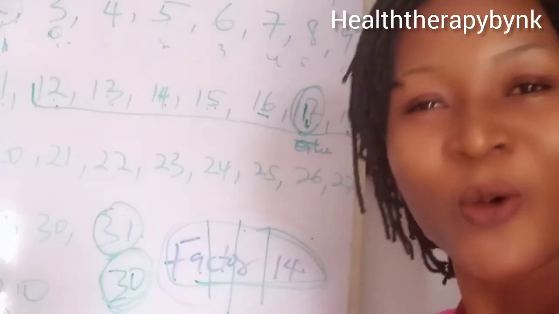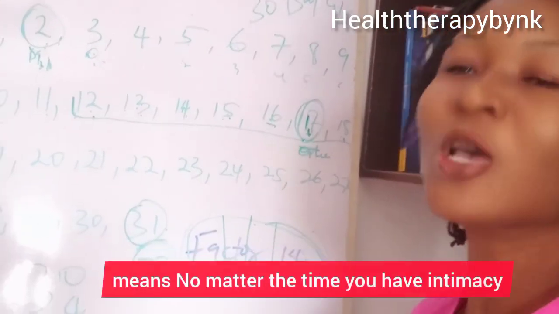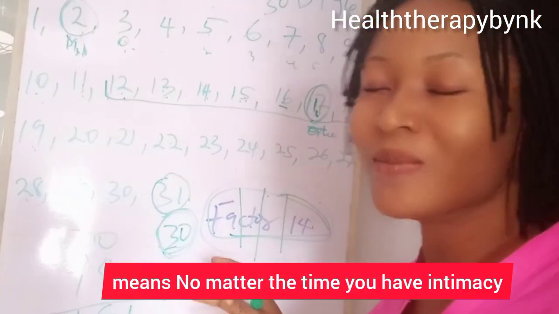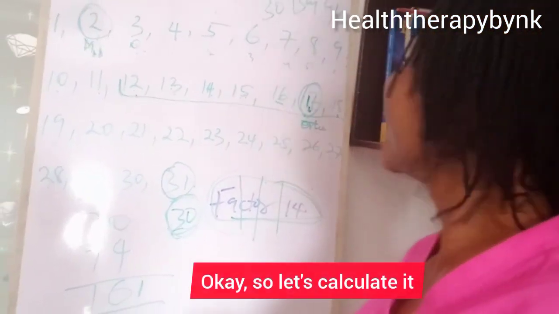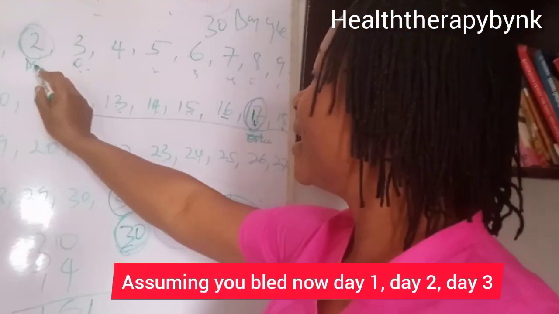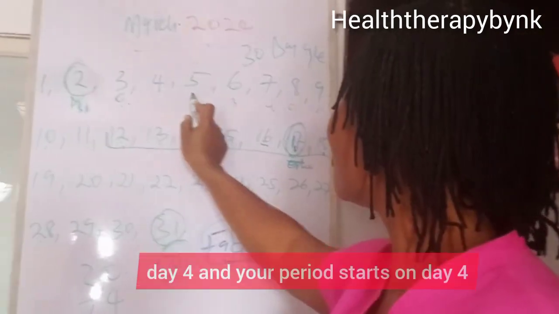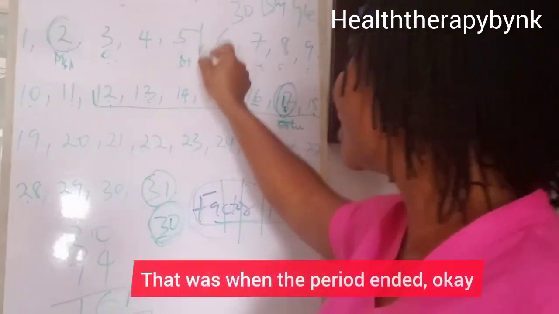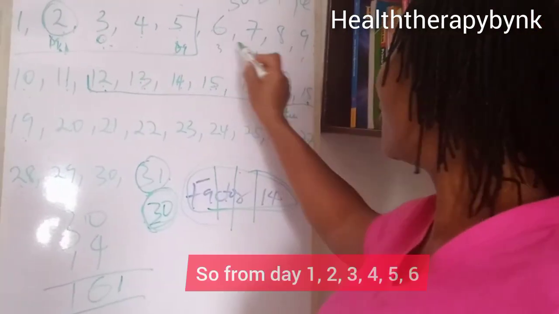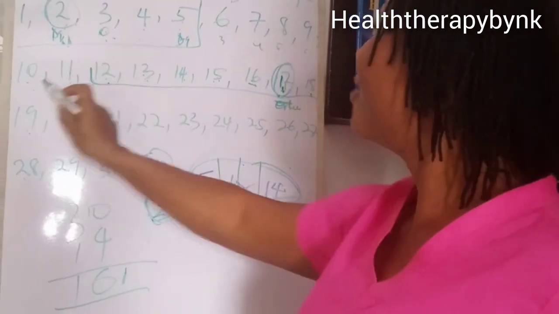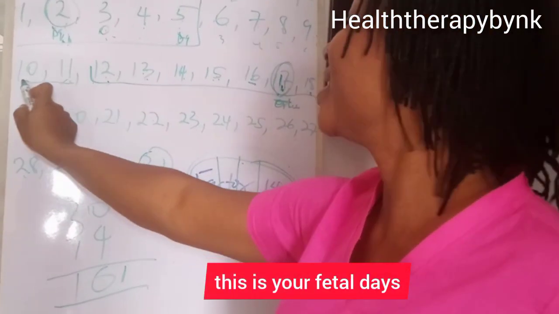All right, so when are your safe days? Your safe days mean no matter the time you have intimacy, you're not going to get pregnant. So let's calculate it. Assuming you bled on day 1, day 2, day 3, day 4, and your period stopped on day 4. That was when the period ended. So from day 1, 2, 3, 4, 5, 6, these are your safe days.